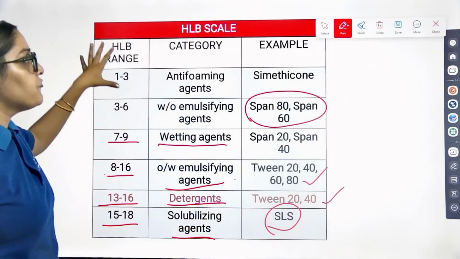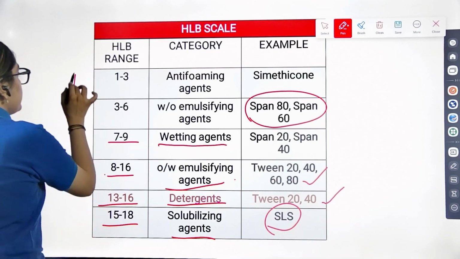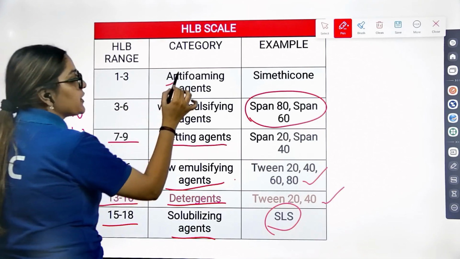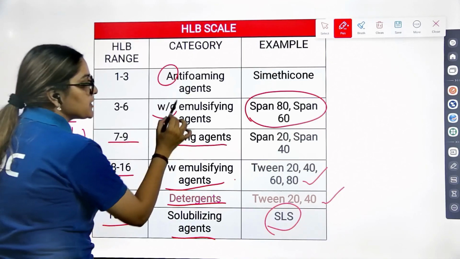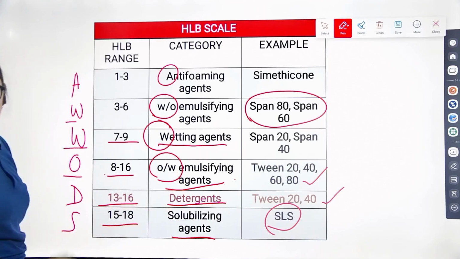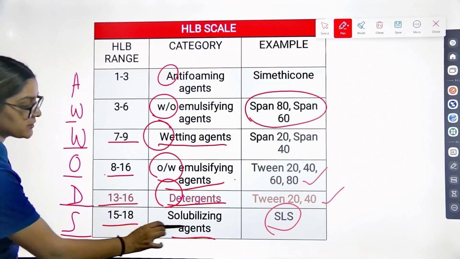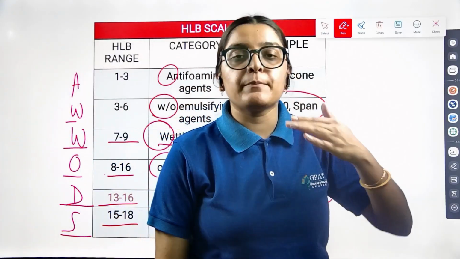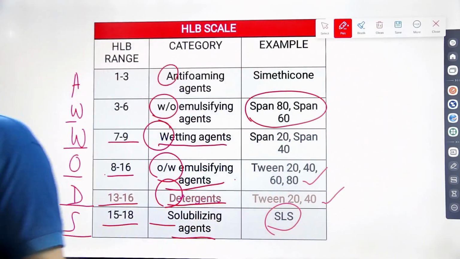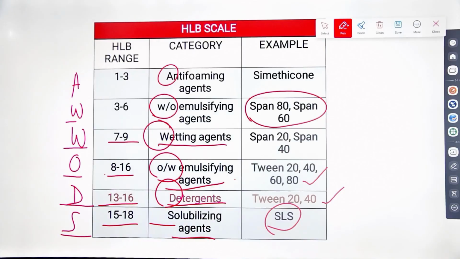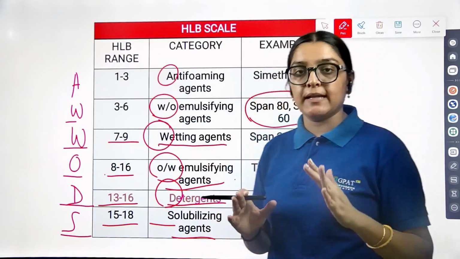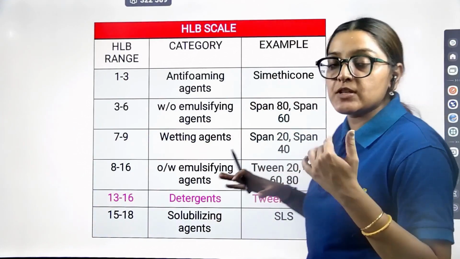Okay. Now, one important way you can remember all this is by noting down their first letters: A-W-W-O-D-S. A stands for anti-foaming agent. W stands for the water in oil emulsifying agent. This W stands for the wetting agent. Then O stands for the oil in water emulsifying agent. D stands for the detergent and S stands for the solubilizing agent. So this is a simple trick by which you can remember the HLB scale values and the categories: anti-foaming, water in oil emulsifying agent, wetting agent, oil in water emulsifying agent, detergent, and solubilizing agent. So by now it is clear, we generally have up to the value of 20, but we have an exception of SLS, which has an HLB value of around 40.